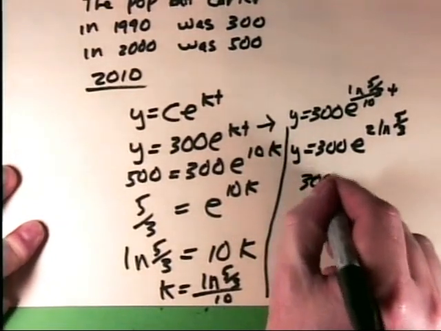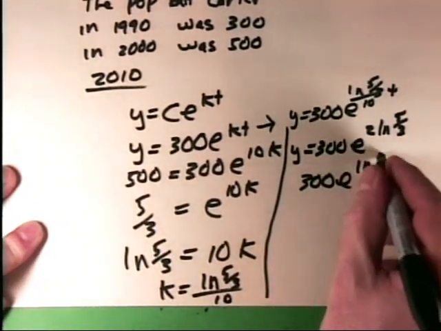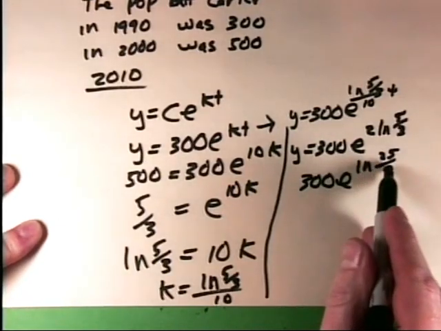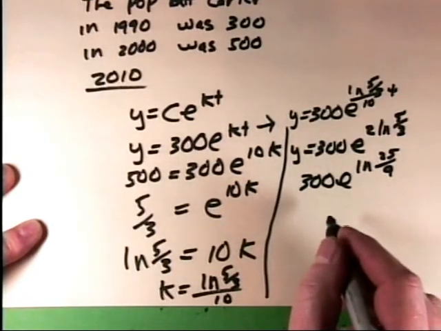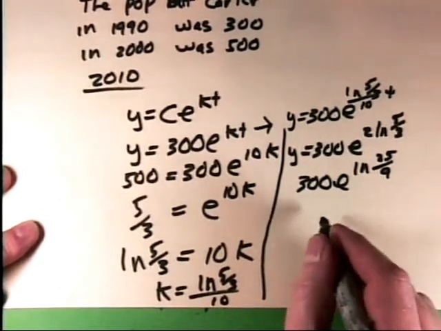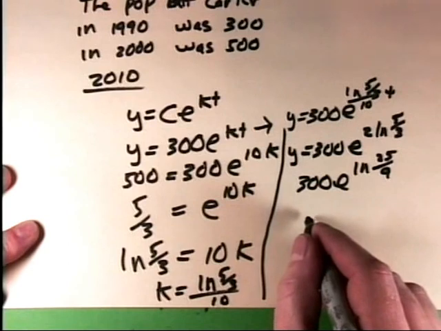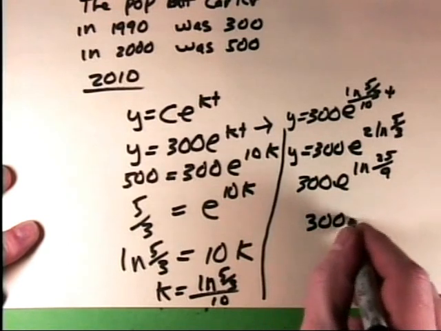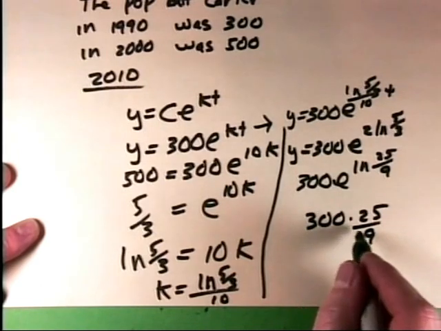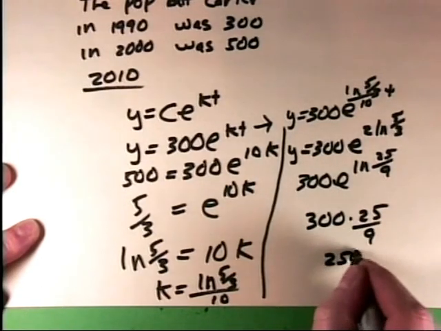Excellent. So it's 300 times e to the natural log of 25 over 9. And then now, e to the natural log of 25 over 9 equals what? Shannon? 25 over 9. Right, so it's just 25 over 9. And you could simplify this. You could divide both things by 3, and you get 2,500 over 3.